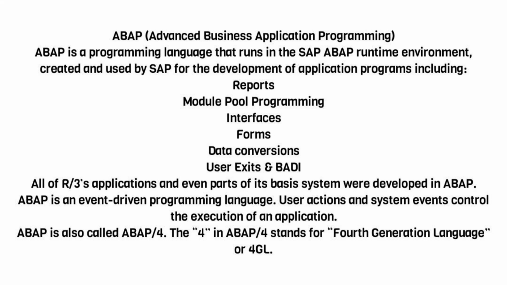ABAP is an event-driven programming language. User actions and system events control the execution of an application. ABAP is also called ABAP 4. The 4 in ABAP 4 stands for Fourth Generation Language or 4GL.